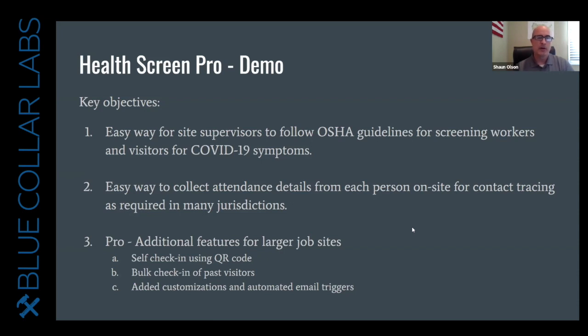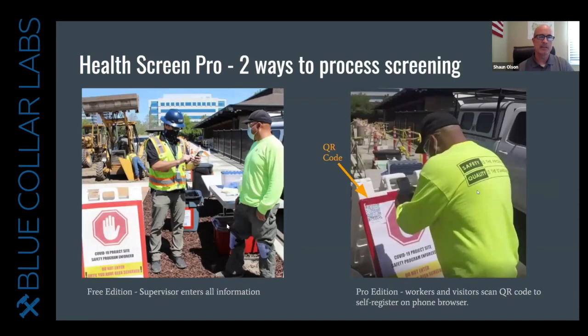Everything that I've mentioned so far is part of our HealthScreen product. We have a free version, and everything I just mentioned is part of that free version. We do have a pro version that I'm going to go into a little deeper detail on today. We created this product for larger job sites. So this allows workers to actually self-check in using a QR code. It also allows supervisors to bulk check in workers that have been there before, and allows the companies to customize and automate some things as far as the questions and triggering emails. So let's get into it.